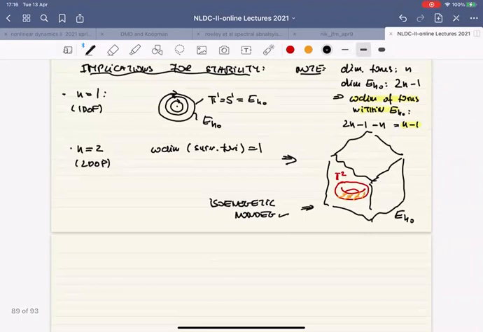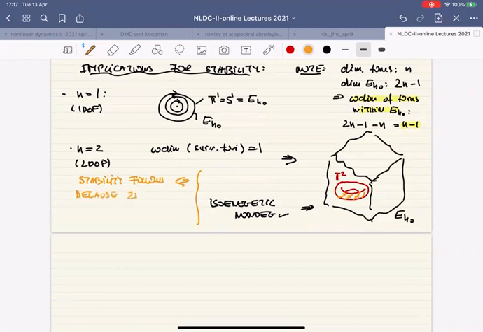So this means then stability, the Lyapunov stability, that is, because a 2D torus divides the 3D energy surface into an interior and an exterior.